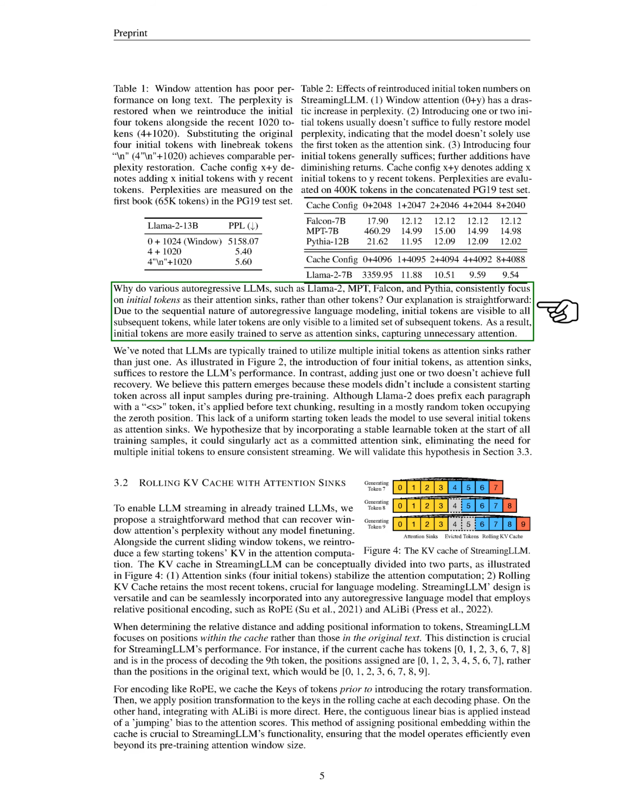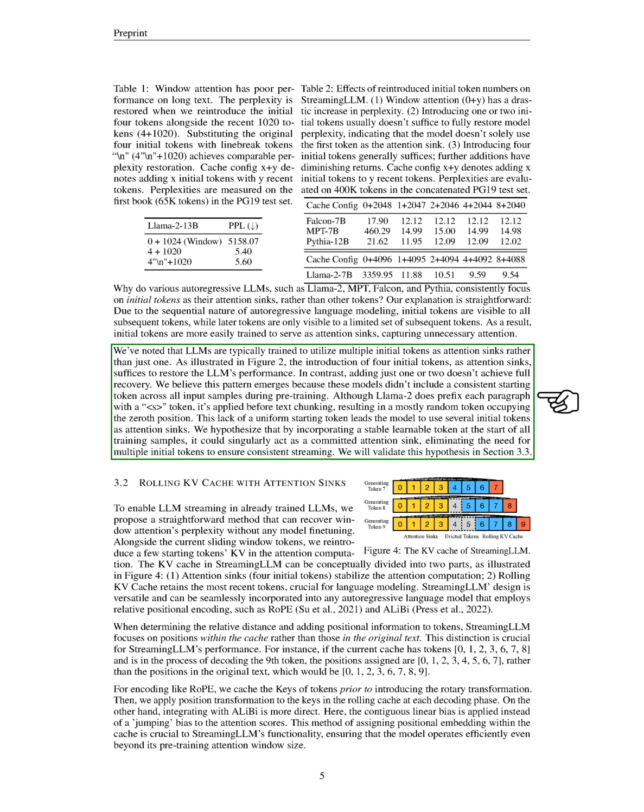We've observed that language models are typically trained to use multiple initial tokens as attention sinks rather than just one. For example, introducing 4 initial tokens as attention sinks is usually enough to restore the model's performance. However, adding just 1 or 2 doesn't fully restore the model's performance. We believe this is because these models were not trained with a consistent starting token across all input samples. We propose that by including a stable learnable token at the start of all training samples, it could act as a dedicated attention sink, eliminating the need for multiple initial tokens to ensure consistent streaming. We'll test this hypothesis in the next section.